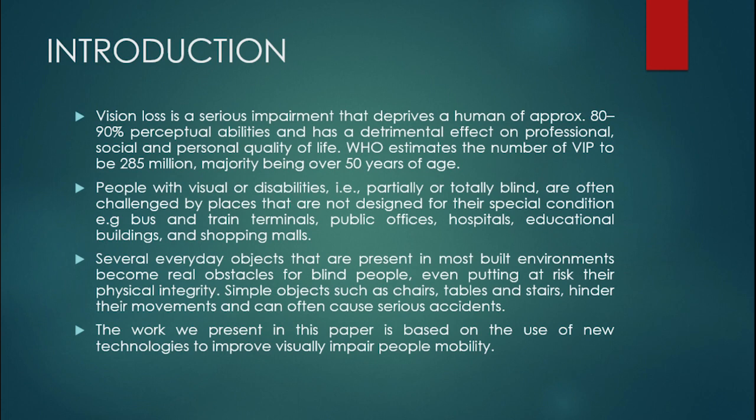Several everyday objects that are present in most built environments become a real obstacle for blind people. Examples of these obstacles are chairs, tables, stairs. This hinders the blind movement and can cause serious accidents to them. The work we present in this paper is based on the use of new technologies since we're in the IoT era to improve visual impairment with a significant effect.